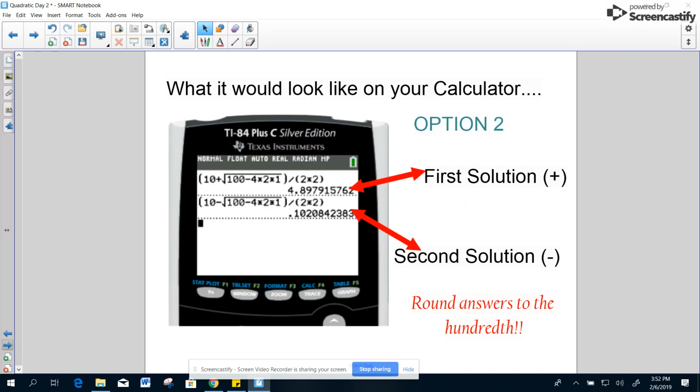Option 2 on your calculator will look similar. Again, be sure to round to the 100th, making sure that we are being aware that any number 5 or above rounds up.